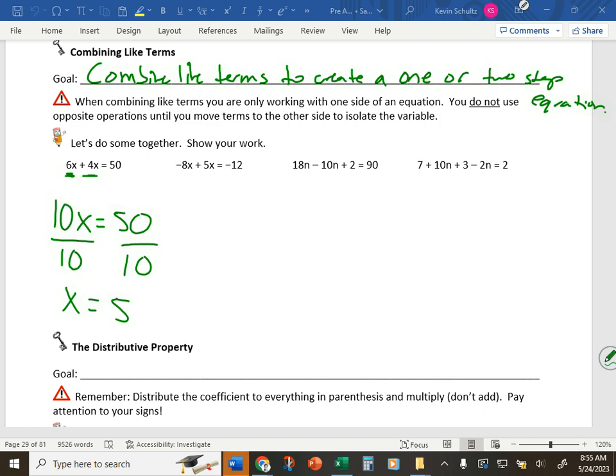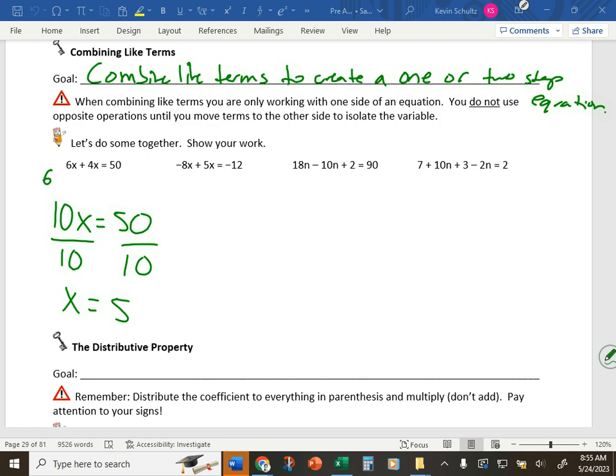Okay? Sometimes a common mistake that folks make is they want to jump to the opposite operations first, and they'll like subtract 4x from the 6x. They think that's what you're supposed to do when you solve an equation. Well, no. We're simplifying first, then we use the opposite operations once the like terms are combined. Okay? You only use opposite operations when you're moving something from one side of the equation to the other. We're not doing that here. When we add 6x and 4x together, we're not moving anything. We're combining them, right?